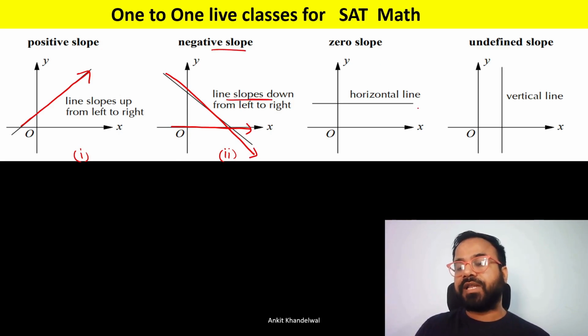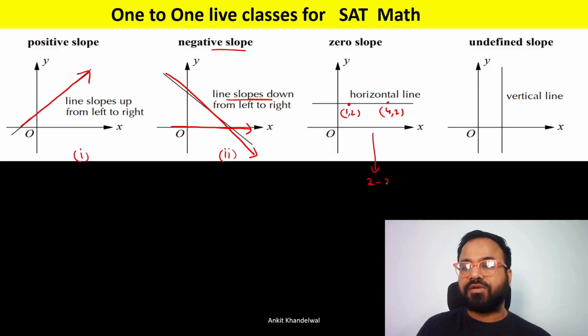And when the line is horizontal, the slope is 0. How? Let's say this point is (1, 2) and this point is (4, 2). We are changing x from 1 to 4, but the y value remains the same. There is no change in the y value. That is why the slope is 0. Or you can calculate the slope like this: y2 minus y1 over x2 minus x1, which is 0 over 3, which is 0. So the slope is 0.